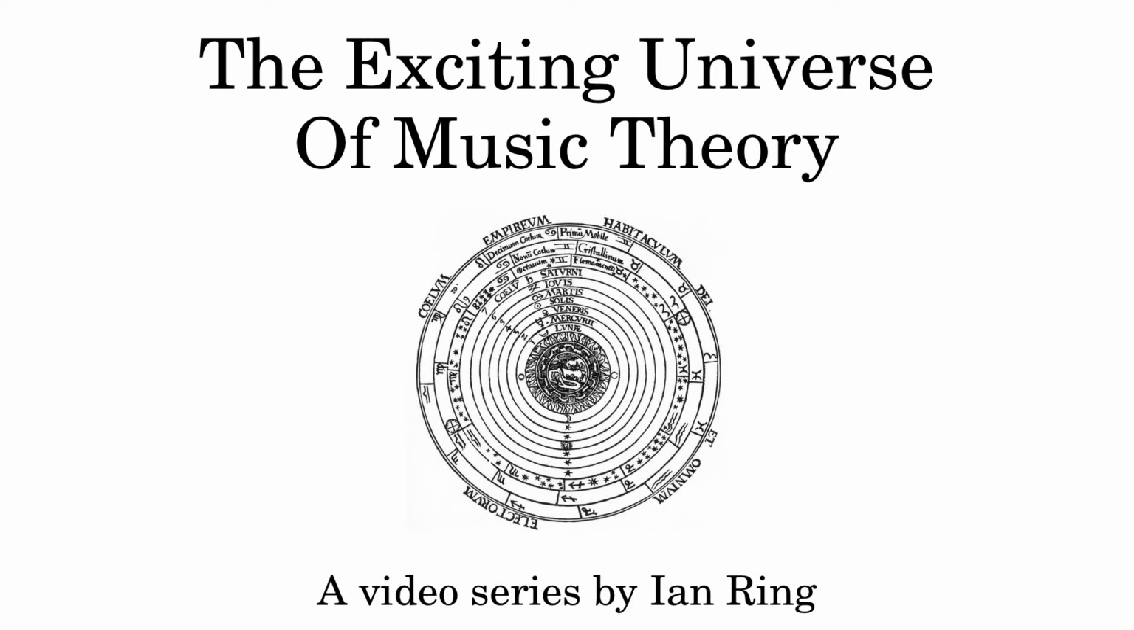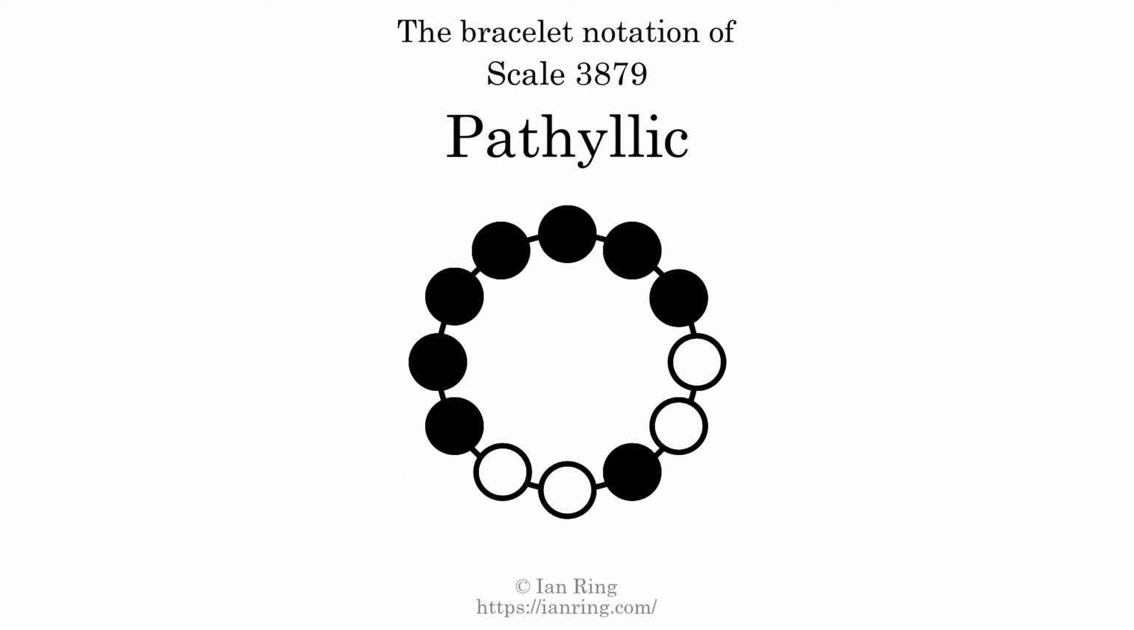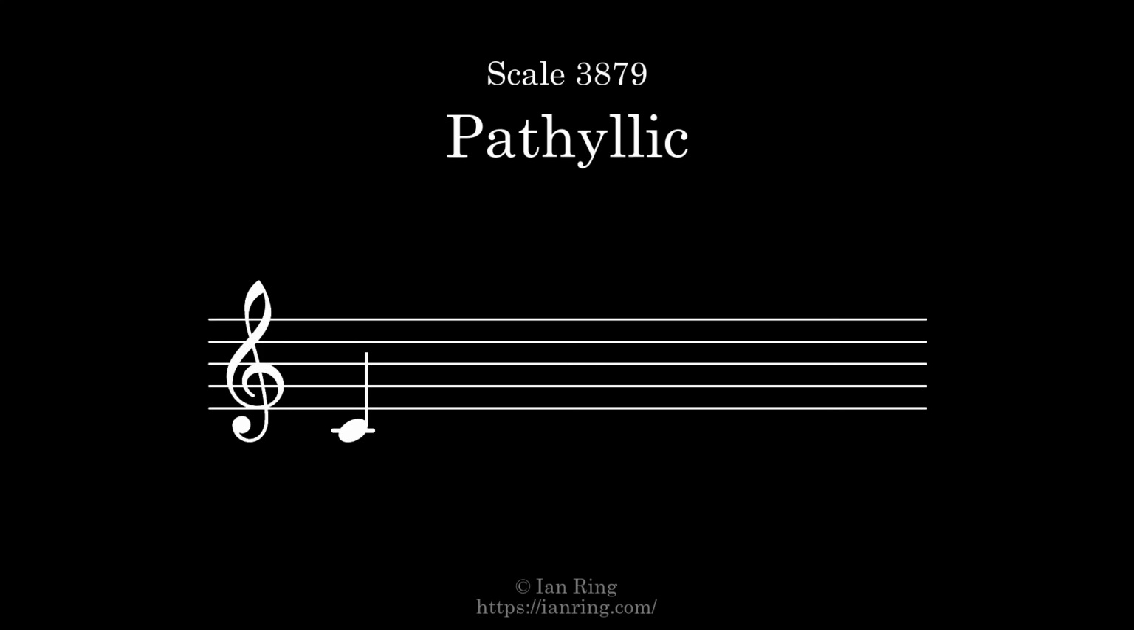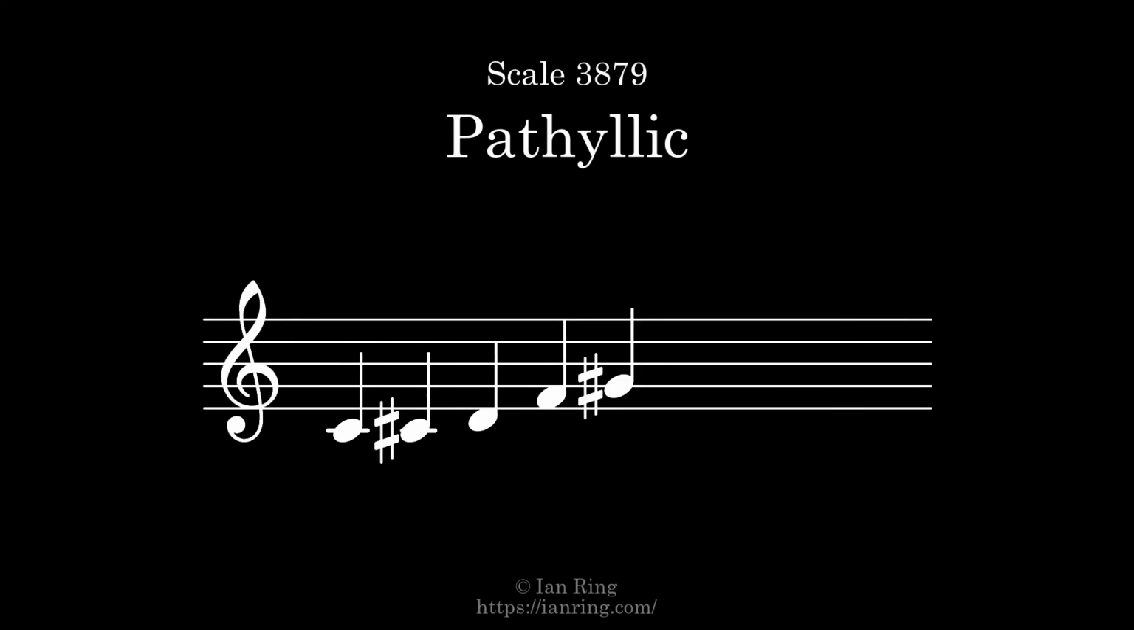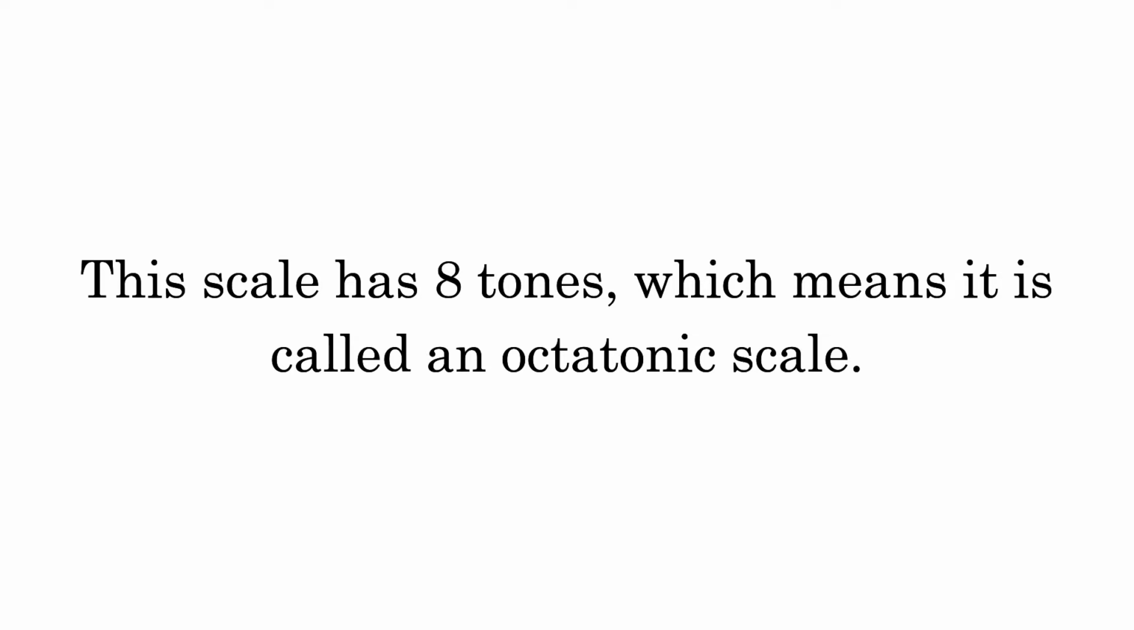Welcome to the exciting universe of music theory. Are you ready to learn? Then let's begin. Today we will talk about scale 3879, Pathyllic, which sounds like this. This scale has 8 tones, which means it is called an octatonic scale.